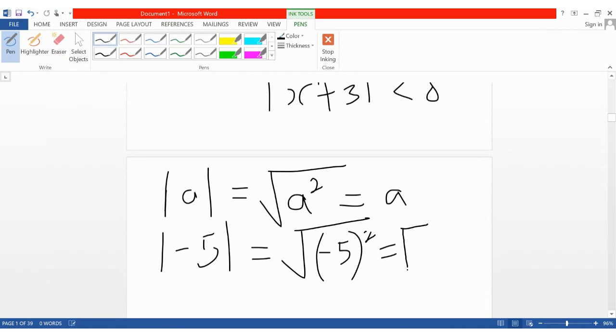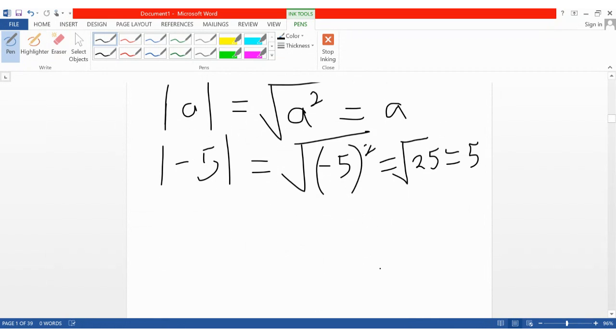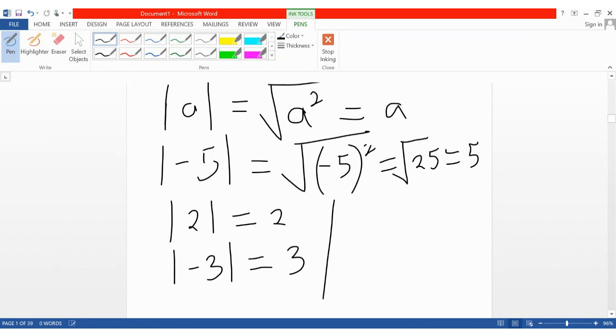So what are you seeing here? The magnitude of 2 will still remain as 2. The magnitude of negative 3 will become 3. The magnitude of negative 10 shall become 10. For any positive number, it remains positive. The magnitude of 20 remains 20.